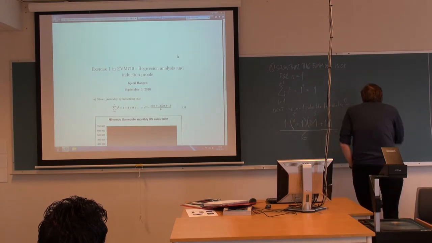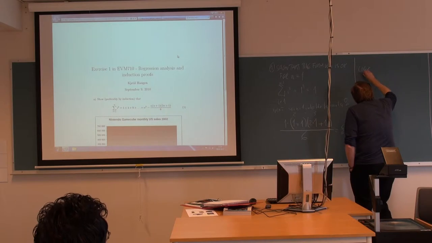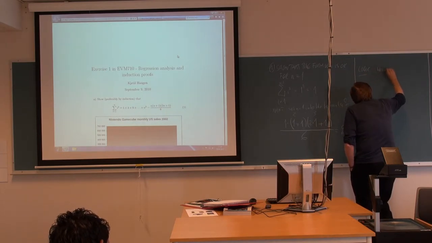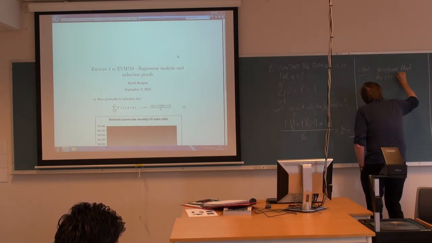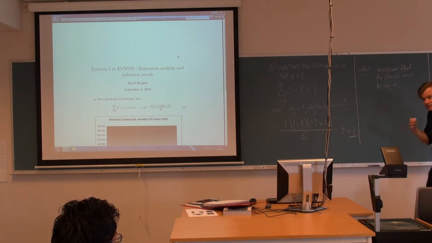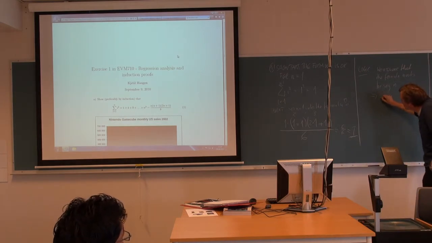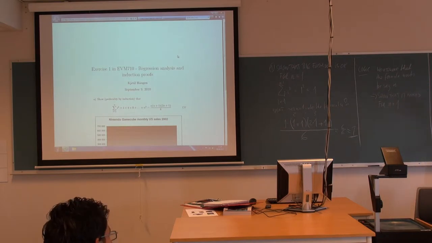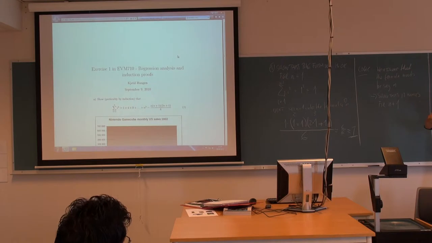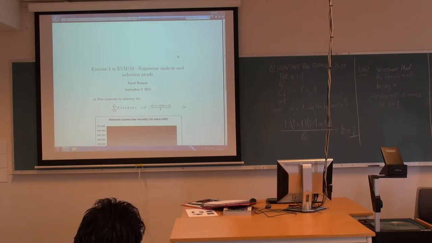So, the logic then. We assume that the formula works for, say, n. That is an assumption we make. And then we want to show that we get this for n plus 1. Okay? As long as we make this assumption, and it turns out that it also works for this one, then we are secure that it will work for any future time period, or any future n to be exactly correct.